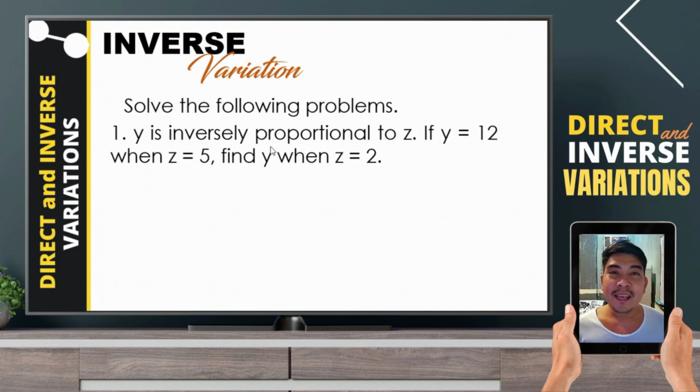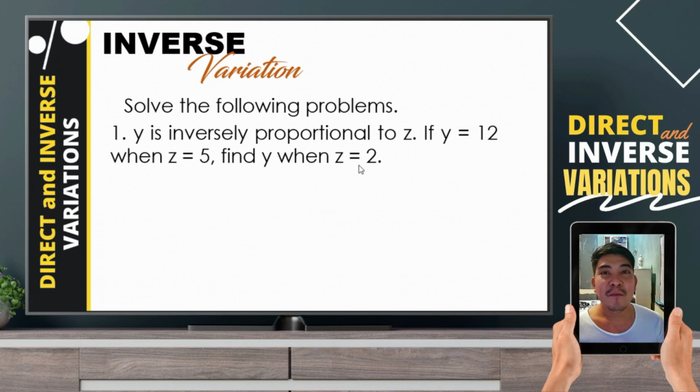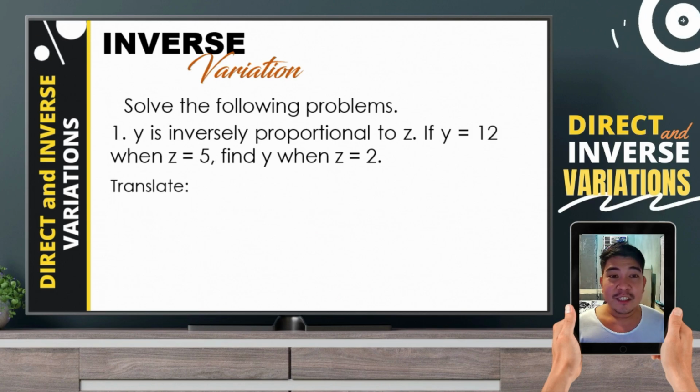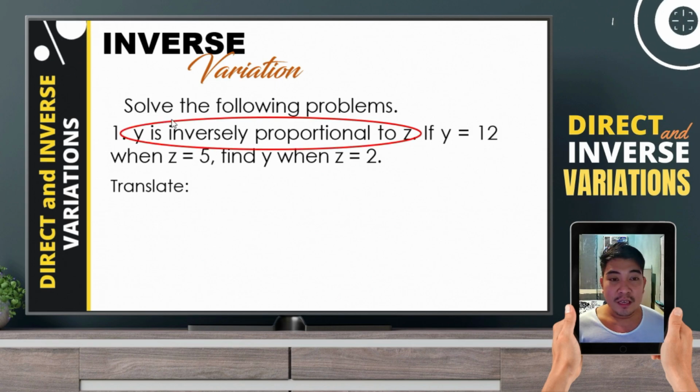So, number 1, y is inversely proportional to z. If y is equal to 12 when z is equal to 5, find y when z is equal to 2. So we will be using the same process like what we did in direct variation. So una, translate. So anong ita-translate? So that will be y is inversely proportional to z.